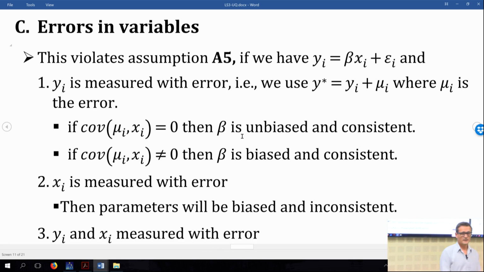Okay, errors in variables. When we measure things poorly, we can measure x's poorly or y's poorly, or say without great precision. If y is measured with error, then we use y star instead of y. So y star is the actual y plus some error term, u. Then it depends on the covariance between u_i and the x's whether you end up with a biased or consistent estimator. So again, be aware of these sorts of things. This is also a much less common problem than, say, including irrelevant or omitting important variables from models. But it does happen. And I would suggest that in practice, if things are really poorly measured, we need to do some kind of corrective measure in the model to deal with that.